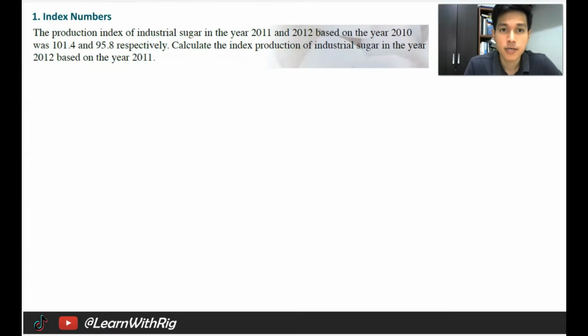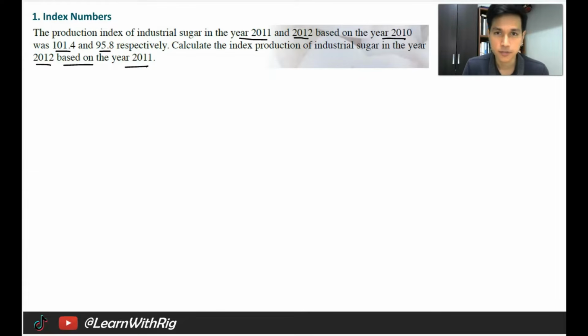The production index of industrial sugar in 2011 and 2012 based on year 2010 was, okay, these two amounts. Calculate the index production of year 2012 based on 2011. So now this is a very tricky question and it's also very, very common. So I want you all to take note, okay?